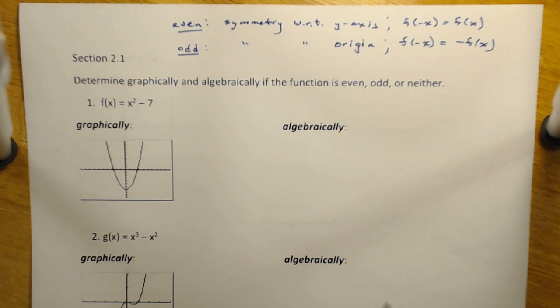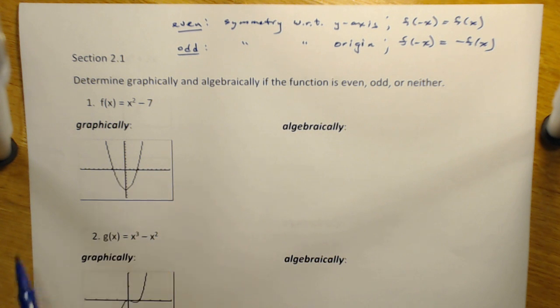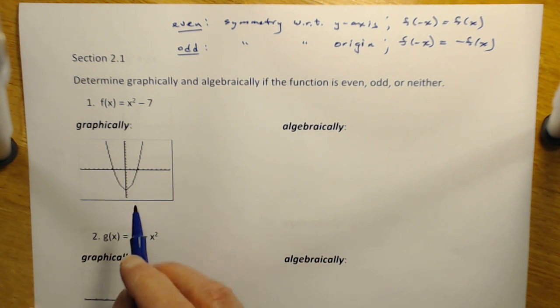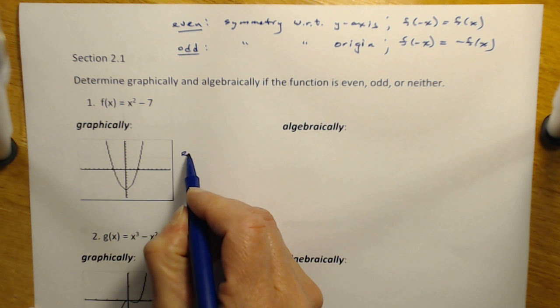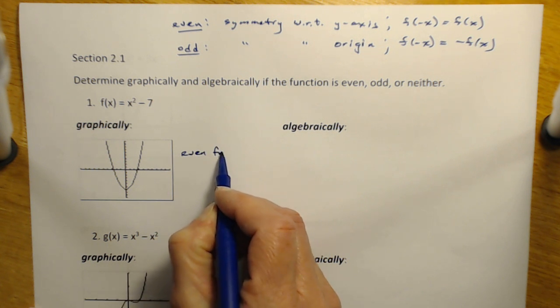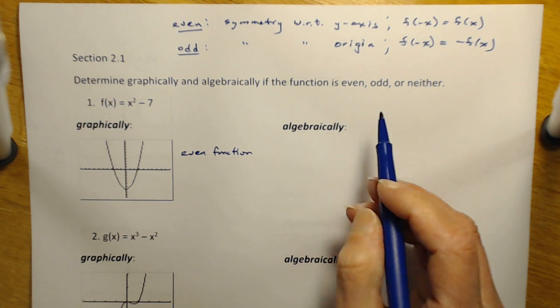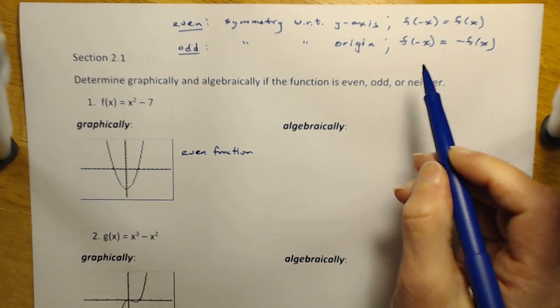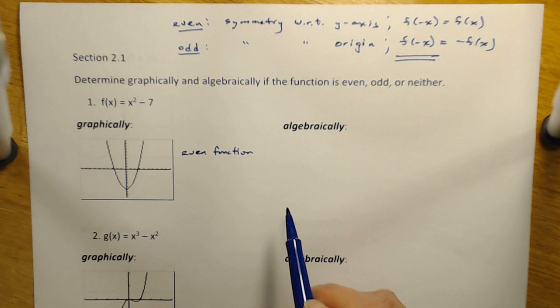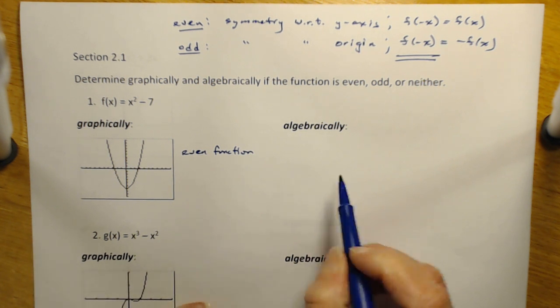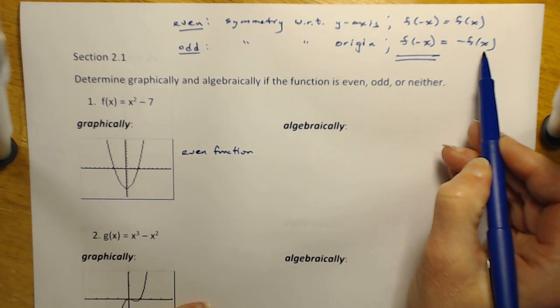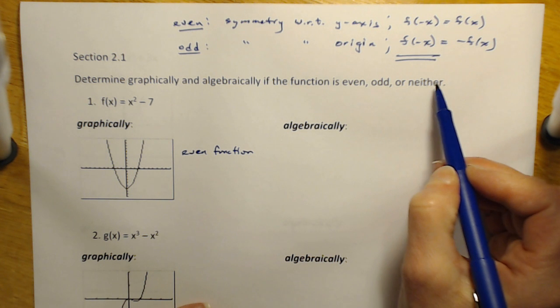Okay, so the first one, we have f of x equal to x squared minus 7. The graph is here. It's a nice parabola. We can see that it is symmetrical with respect to the y-axis. So from the graph, we would say this is an even function. How do you show this algebraically? Well, again, what we are most interested in is what happens to f of negative x. What's the output look like? Does it look like the original function or its opposite? Again, keep in mind it could also be neither.